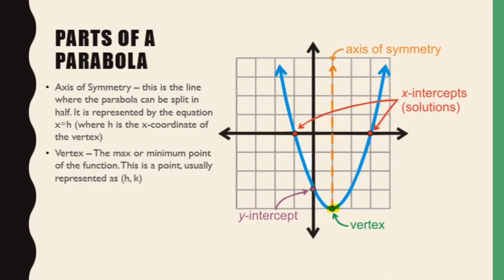The vertex is the maximum or minimum point of the function. This is a point usually represented as (h, k). For this particular example, the vertex will be considered to be (1, -4).